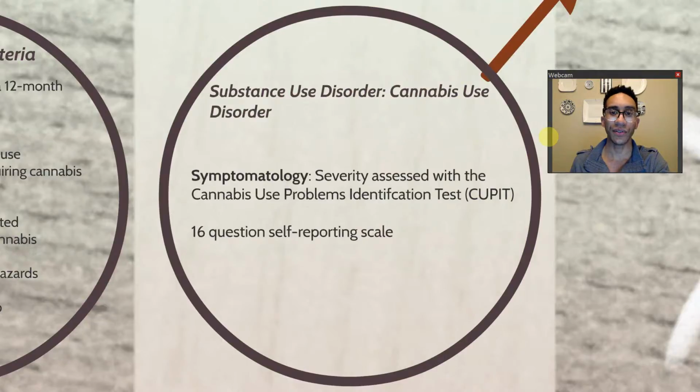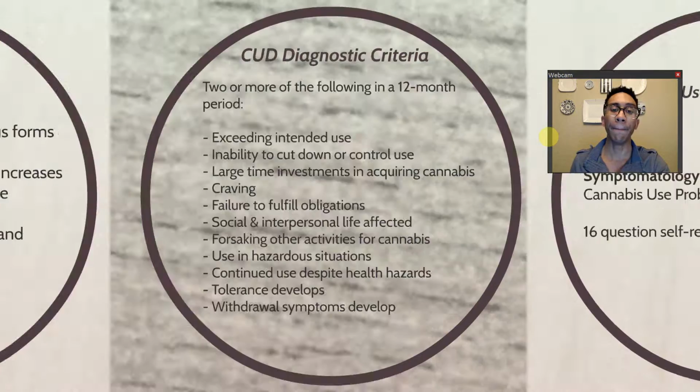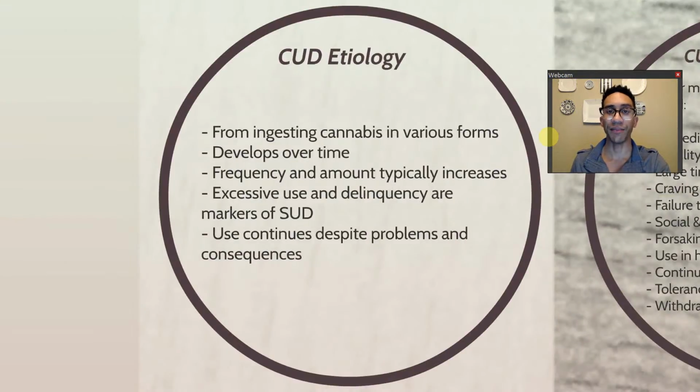Okay, substance use disorders, cannabis use disorder, the one that I chose to address. So the symptomatology can be assessed to see whether it's there or not using the CUPIT. It's the Cannabis Use Problems Identification Test, a 16-question self-report scale. A lot of those questions have to do with the clinical criteria for the disorder itself, like is this getting in the way of your life? How often do you use marijuana? Things like that. So that's really important, again, to have that objective measure. Even though it is self-report, it's a scale that's known to be reliable.